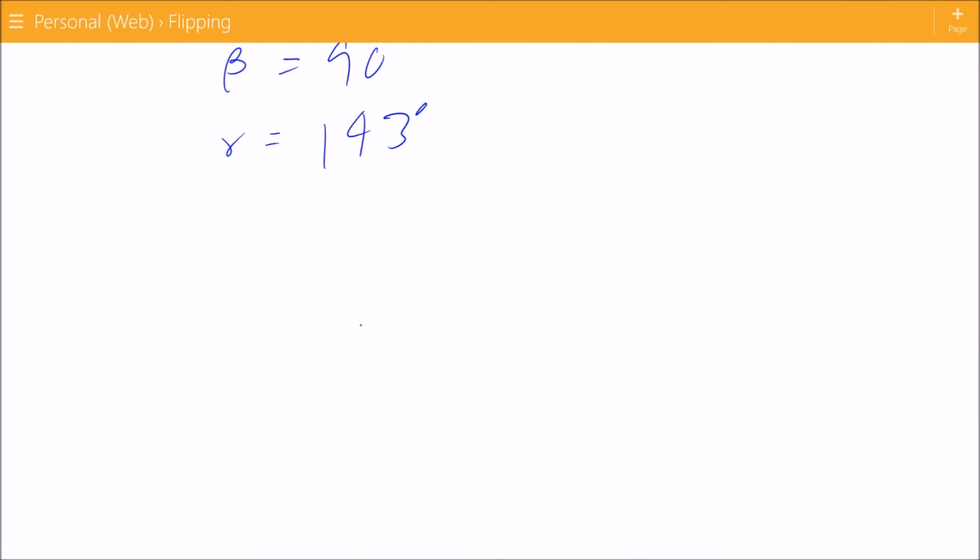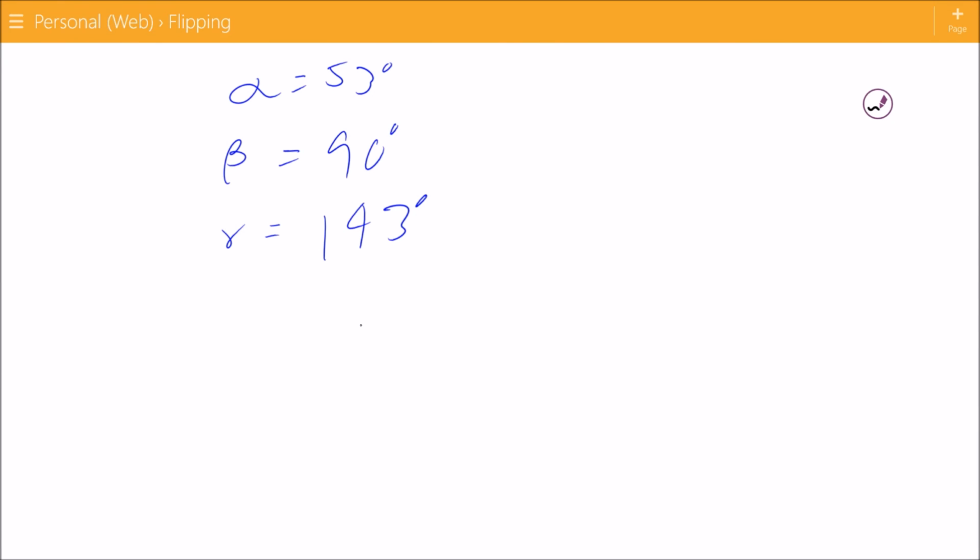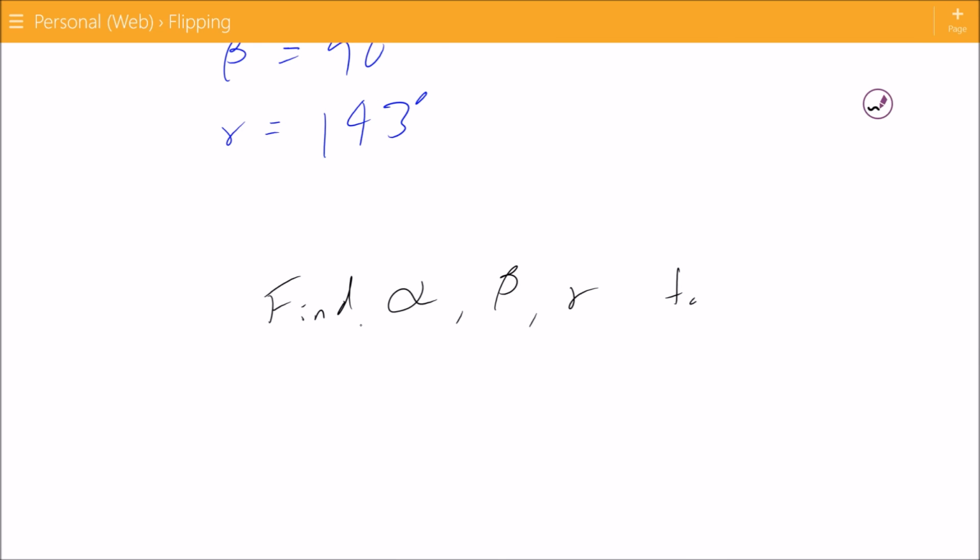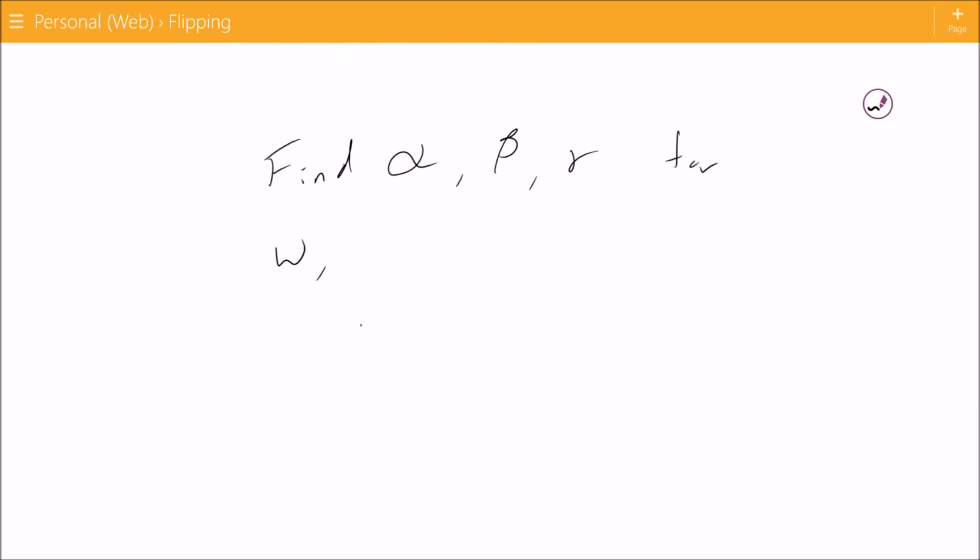Why don't you practice on one? Find alpha, beta, and gamma for W, when W is, let's say, 7i plus 2j minus 3k.